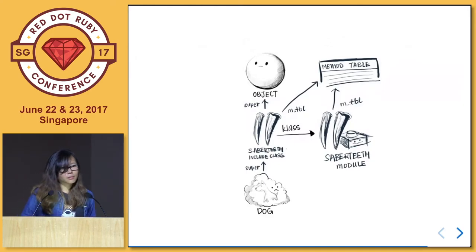And I should mention that since include classes and modules are just R class structs internally, and R class structs have a class pointer, what should the class pointer be set to? Well, for modules, we know the class pointer is set to Module with a capital M. So the class of the saber-teeth module is Module. But it turns out that the class of the saber-teeth include class, as you can see here, is actually the module itself. And so the class pointer is how our include class keeps track of the module it was created from.